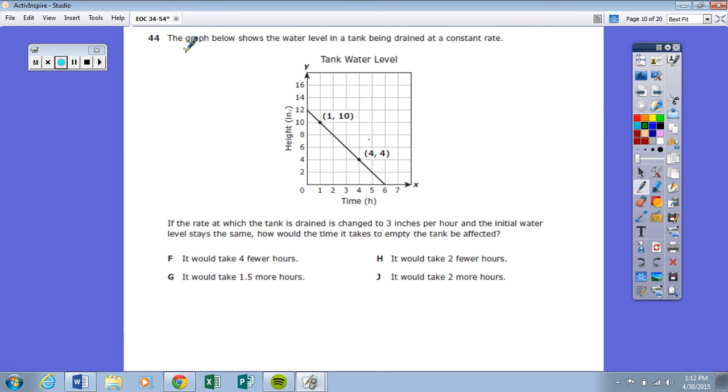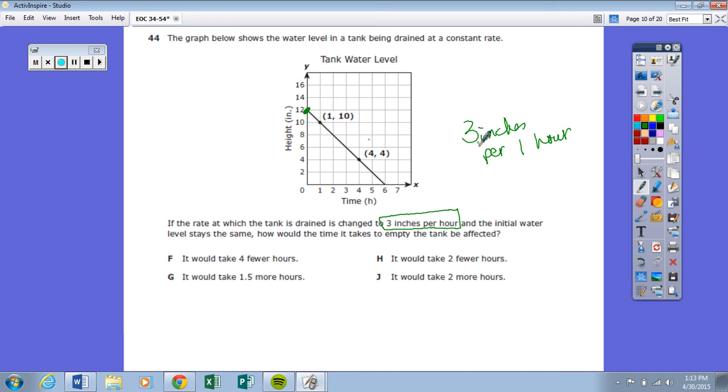Okay, 44. The graph below shows the water level in a tank being drained at a constant rate. If the rate of the tank is changed to 3 inches per hour, 3 inches per 1 hour, and the initial water level stays the same, which is right here, how would the time be affected? Okay, so right now if you look at your chart, it looks like this is going down at a steepness of 2 inches per 1 hour. So right now it's 2 inches per 1, 2 inches per 1, because those are counting by twos.